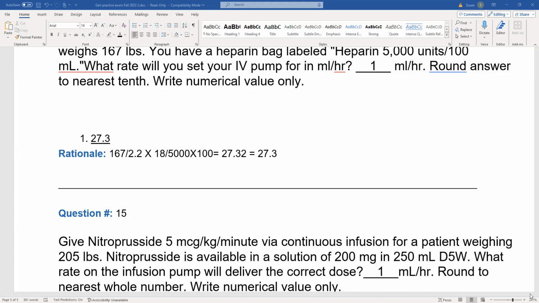Again, this is asking you what would deliver the correct dose. So what's the formula? Desired over have, okay? And it gives you what you have on hand. So write that down first. You have 200 milligrams in 250 mLs, okay? It also gives you the weight, so you're going to write that down, 205 pounds. I want you to write all this down because I'm going to another screen. And then it gives you the ordered dose, which is 5 micrograms per kilogram per minute. Everybody got it?